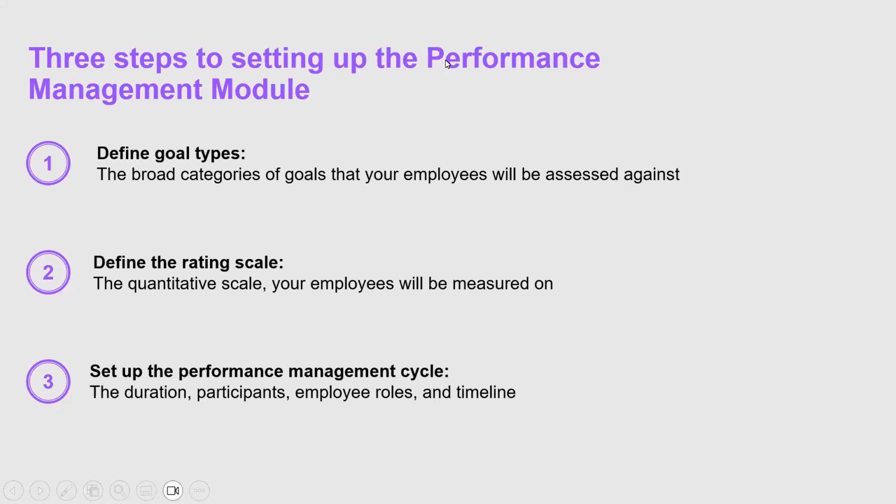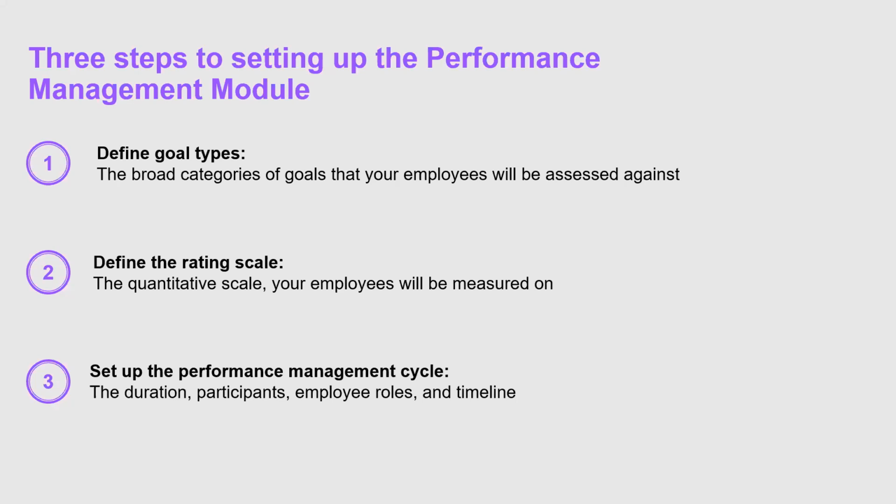There are 3 steps to setting up the PM module. One is defining goals, the broad categories of goals that your employees will be assessed on. I'll also explain what these goals could be in the next slide. Then defining the rating scale, the quantitative scale your employees will be measured on. We have a rating scale right from 3 up to 10. It could be average, good, excellent, exceptional. So that could be the rating, and you can go right from 3 up to 10.